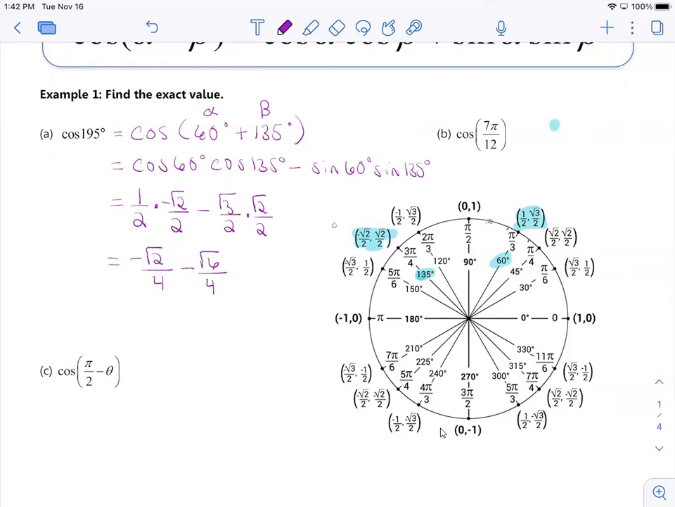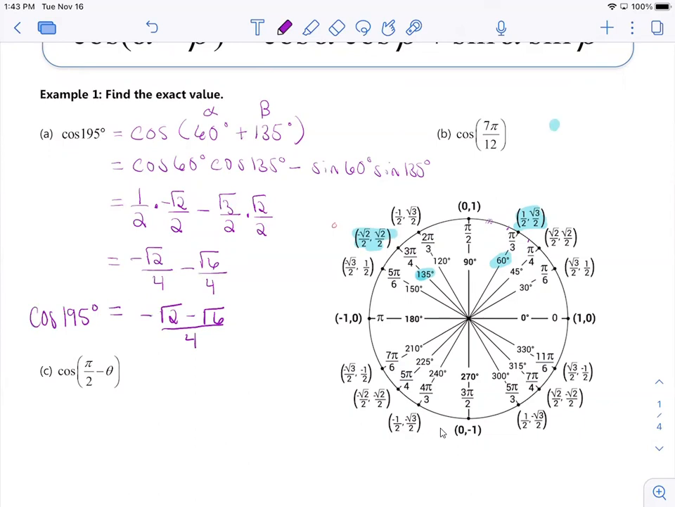We cannot combine those radicals, right? They're not like terms. Or you can take it one step further and put it all over 4. The nice thing would be at the very end, you say cosine of 195 degrees equals that.